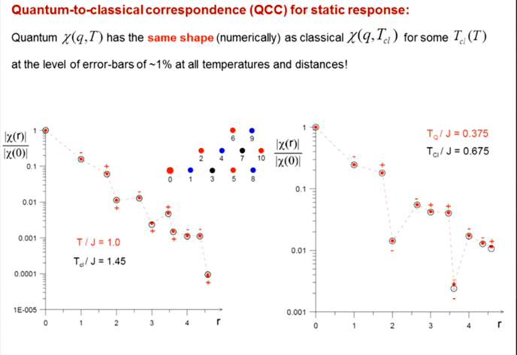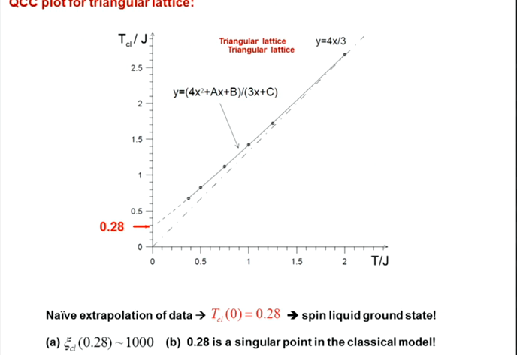At any distance, at any temperature, it does behave the same here with 1% accuracy. So let me finish this story. We still don't understand why this is happening. But then you start extrapolating the data. You say, okay, let's see the relation between quantum and classical temperatures on one plot.